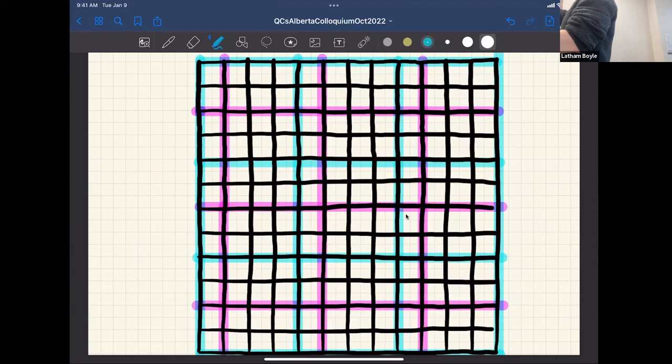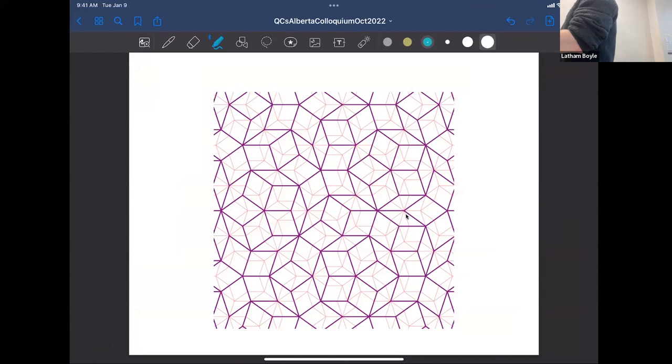The ambiguity grows exponentially, a factor of four at every layer that you coarse-grain. I just want to explain that the Penrose tiling does not suffer from this problem. If you think about what's going on here, this is a picture of two layers of the Penrose tiling. The coarser layer is the purple guys, and the more refined tiling beneath it is the pink lines.